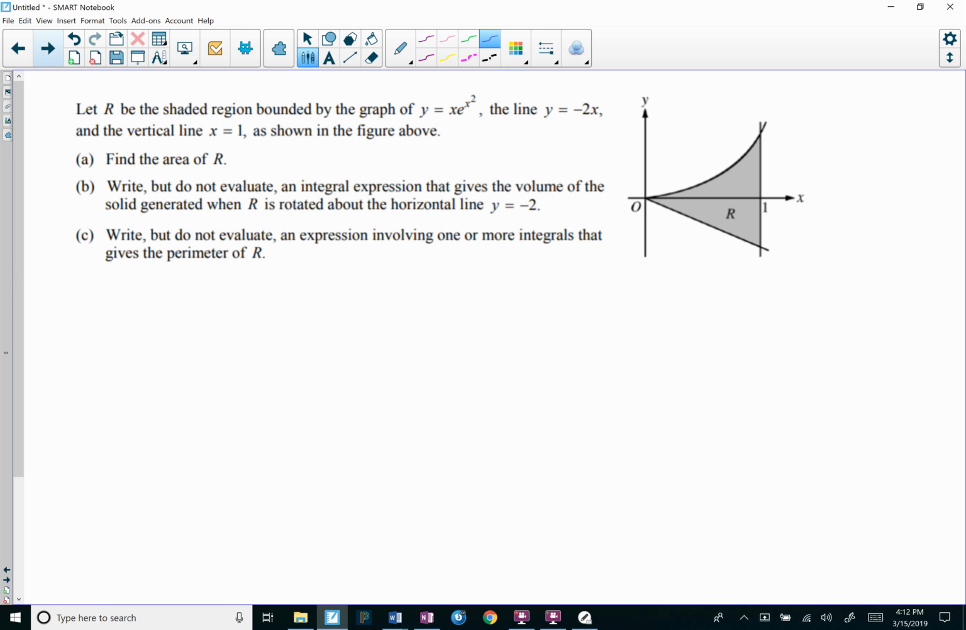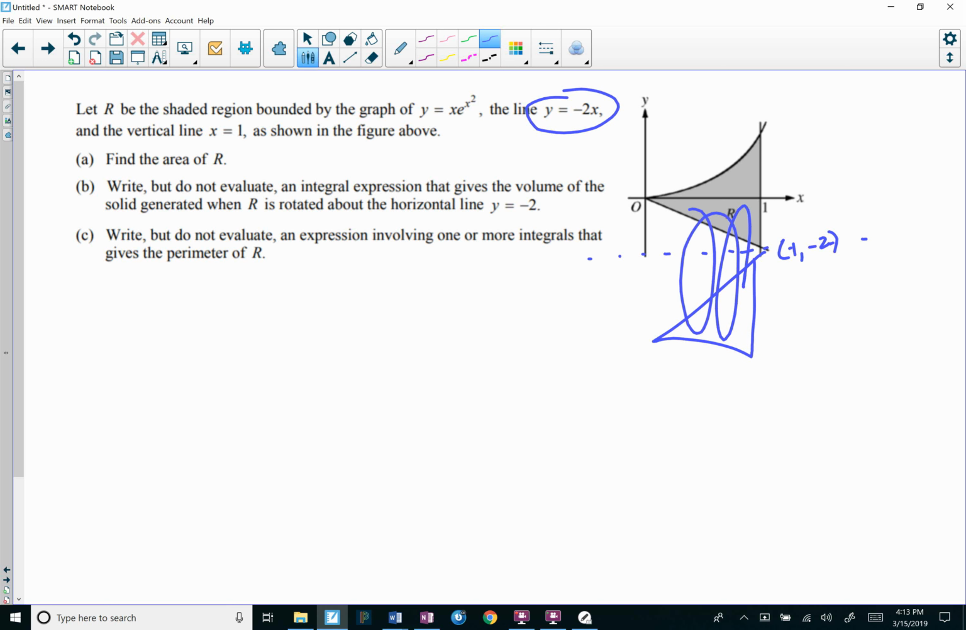Okay, part B, it says if we rotate about y equals -2, which actually it's not very accurate here because this is the line y equals -2x. So if I plug in 1, that's actually the point (1, -2). So I'm just going to kind of draw it. It's actually right there. Okay. So when I draw it, pretty bad at drawing that. It's going to look like that.